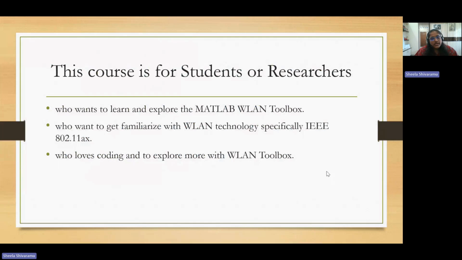I'm very excited to tell you all that I'm offering a course on experimentation with WLAN Toolbox of MathWorks. This course is for students or researchers who want to learn and explore MATLAB WLAN Toolbox, who want to know more about WLAN technology, specifically IEEE 802.11ax, who love coding and to explore more with the WLAN Toolbox. The course contains about 8 simulation experiments which emerged during my initial research on IEEE 802.11ax. Each experiment contains a learning objective, the explanation of the necessary technical concept, detailed explanation of the MATLAB code, and the discussion of simulation results.